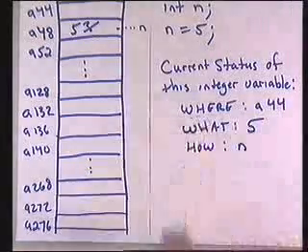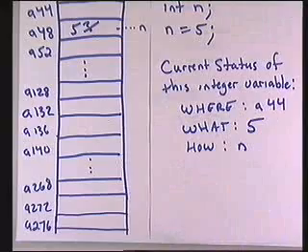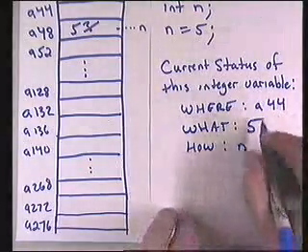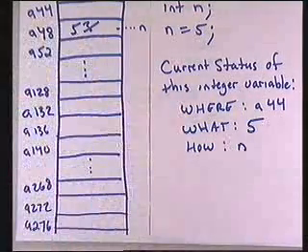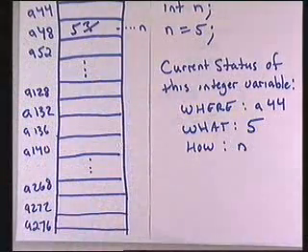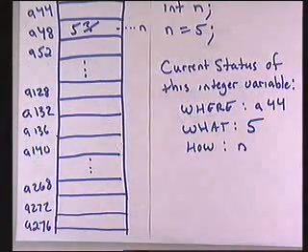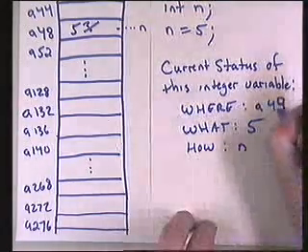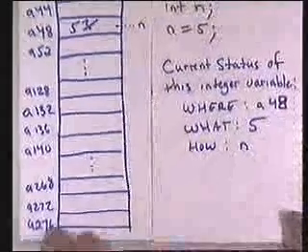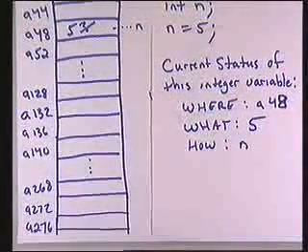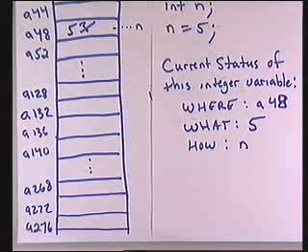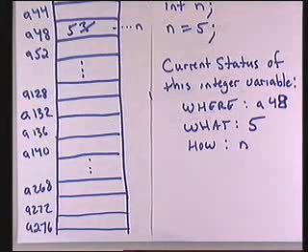We have the idea of a where, a location, and this would be the idea of the location here. It's at address A44. The address, I'm sorry, we haven't done that yet. A44 was where I meant to put it. I'm just going to change this to A48. That's what I meant to put there. Sorry about that. So A48 is where the variable is. What the variable holds is the value 5, and how we refer to it is n.